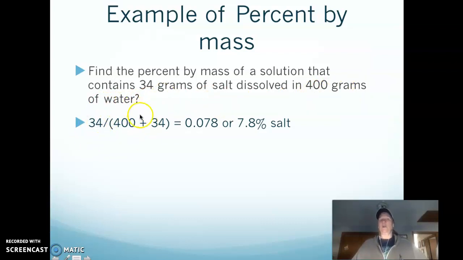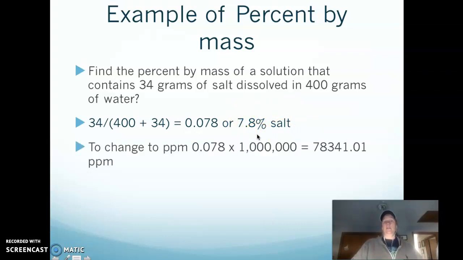So take 34 divided by 434, and you get 0.078, and then you move the decimal over 2 or multiply by 100, whichever is easiest for you, and you make it 7.8% salt. So this solution is 7.8% salt, and the other 92.2% is water. This would be an extremely salty solution. You probably couldn't even drink it.